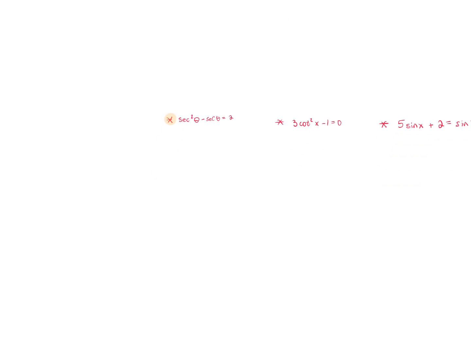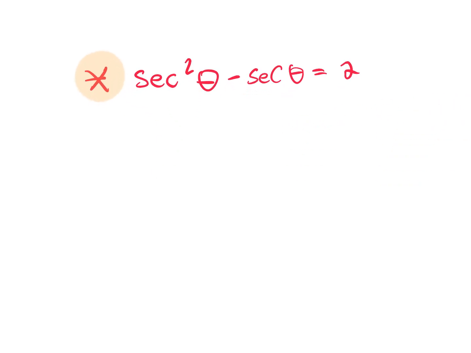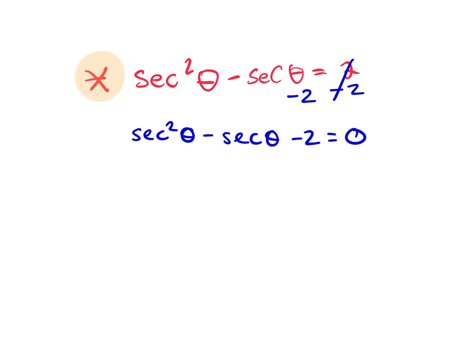All right, let's do the secant one down at the bottom. So that first one on the left. So I have a secant squared and secant. Can I combine these together? No, they're not like terms, so we can't combine them. How would we solve here? Put the 2 to the other side. Subtract the 2 to move it to the other side. So we have secant squared minus secant minus 2 equals 0.